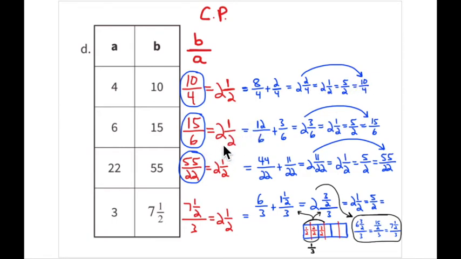Same thing with this one. So now if I have 15/6, how many sixths are equal to 2? Well, 2 times 6 is 12. That's 12/6. What do you have left over? 3/6. So this is 2 and 3/6. 2.5. That's the 5/2. And so the 2 and 3/6 is equal to 15/6.